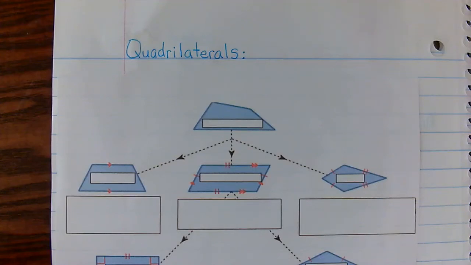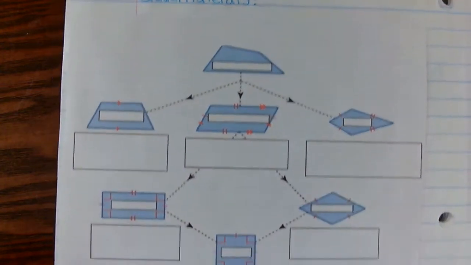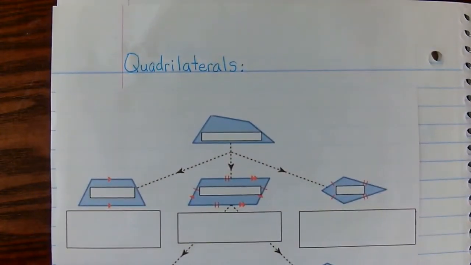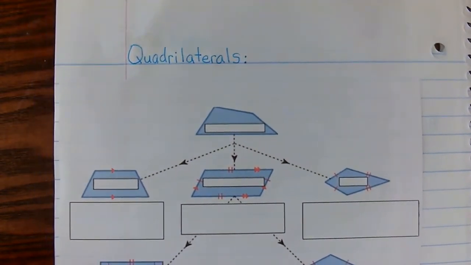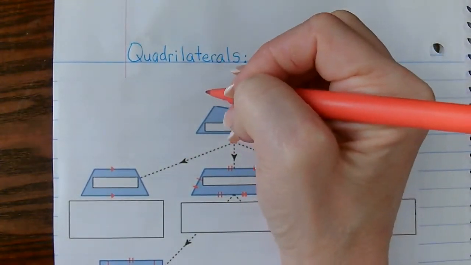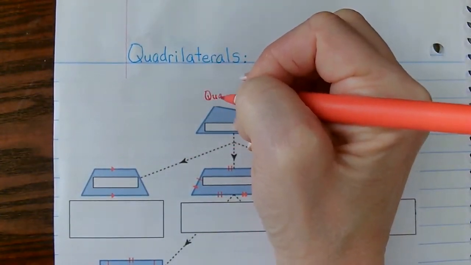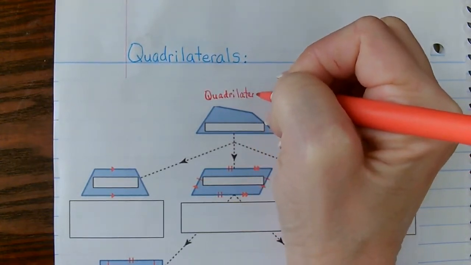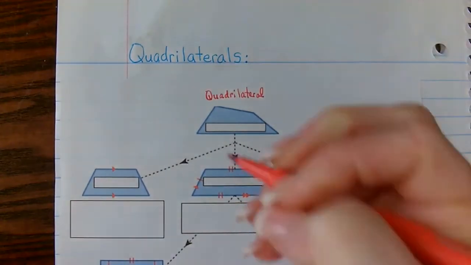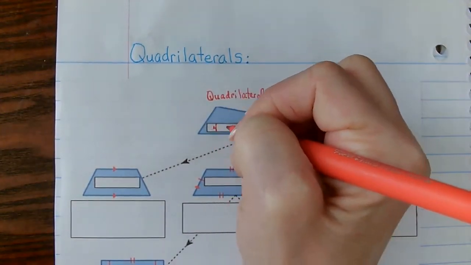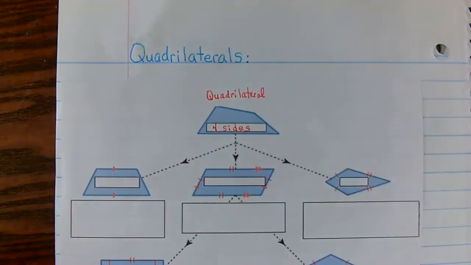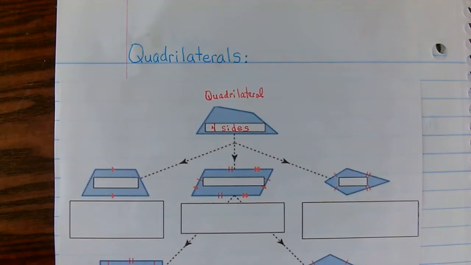Today we will be studying about quadrilaterals. First thing we need to know about quadrilaterals, and you'll be using this page in your notes, 83, is that all quadrilaterals have four sides. Alright, so let's go over to the left first.